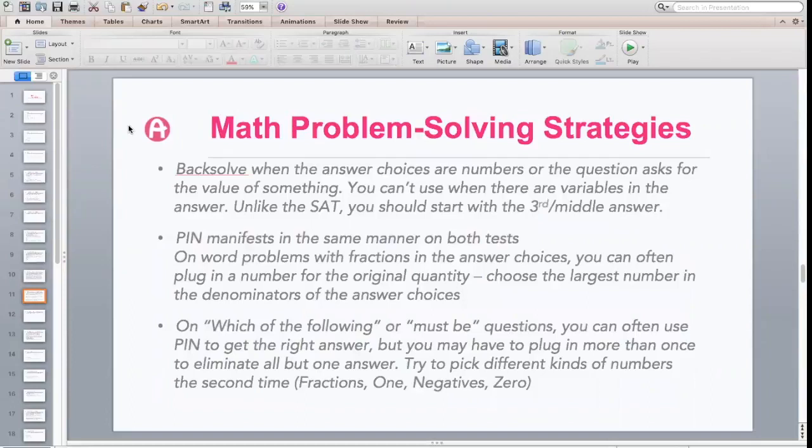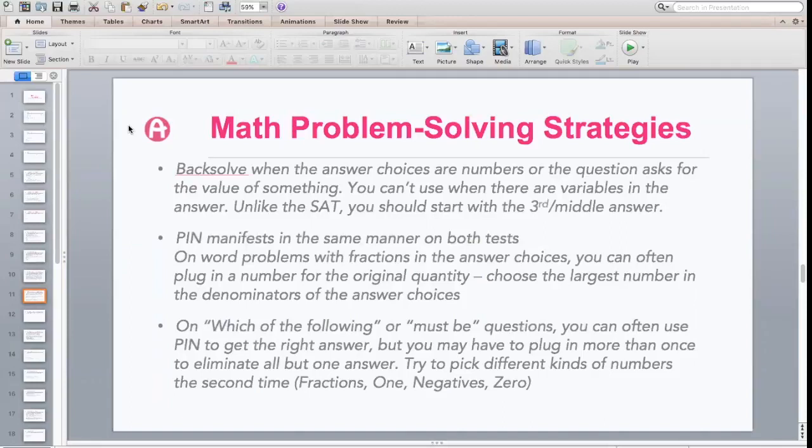PIN more or less manifests itself in the same ways across both tests. Particularly on the ACT, if there are word problems with fractions in the answer choices, you can often plug in a number for the original quantity. And you should choose the largest of the denominators for the answer choice. That will often provide the best results for those types of questions.